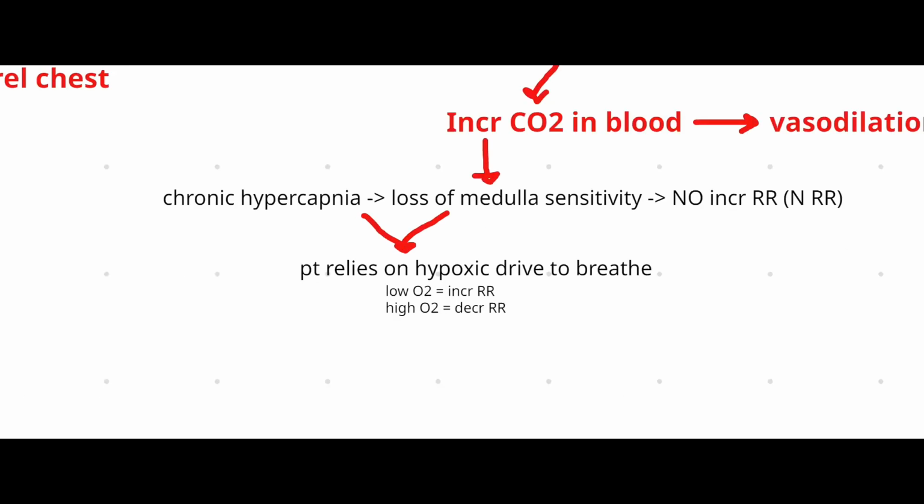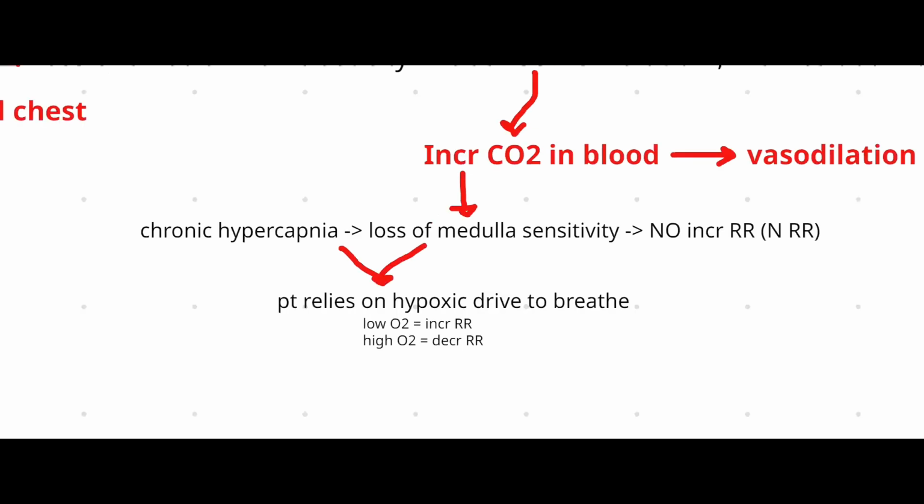Yes. So for us, non-COPDers, our first drive to breathe is our CO2 drive. So when our CO2 goes up, then we breathe faster. And you know, when we go into a metabolic acidosis, right? What happens to our breathing? It becomes deep and rapid, right? That's because of our medulla drive to release all that CO2, okay?